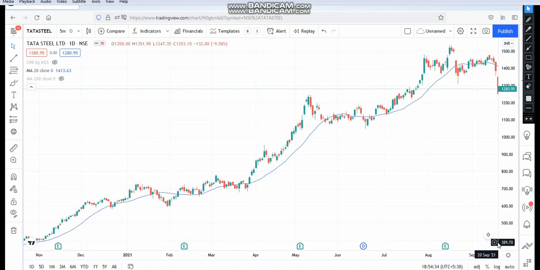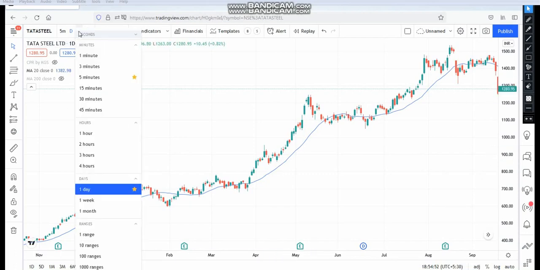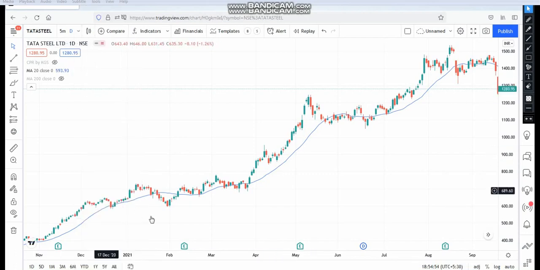So now we are going to see a few charts in practical. We are going to draw a trend line. First one we have taken is Tata Steel. I have taken a historical chart with 1 day candlestick. Now we are going to draw a trend line. This is the one we are going to choose, the trend line.